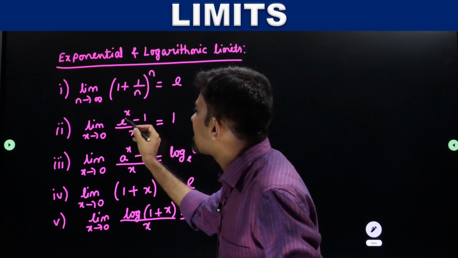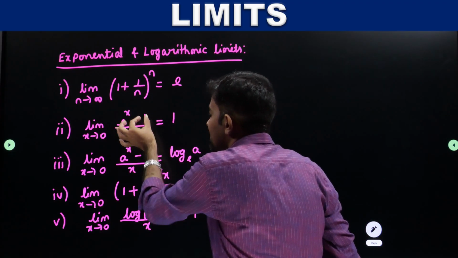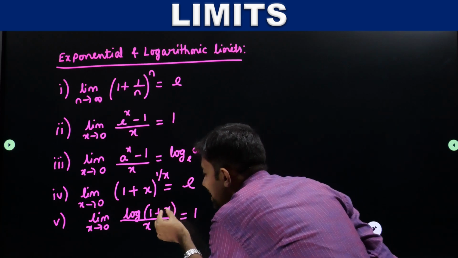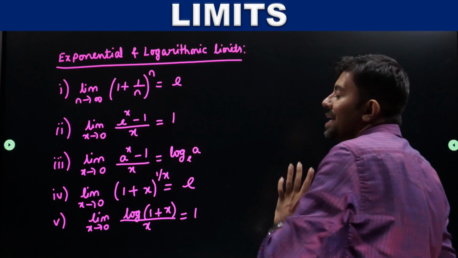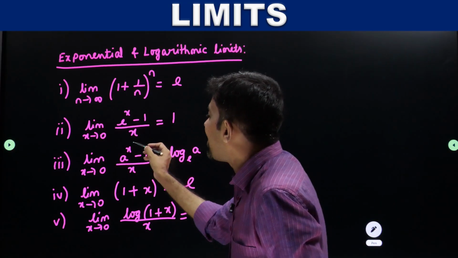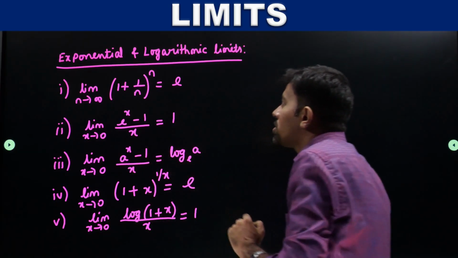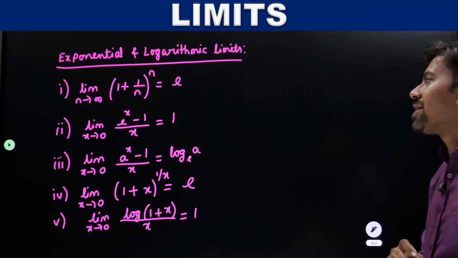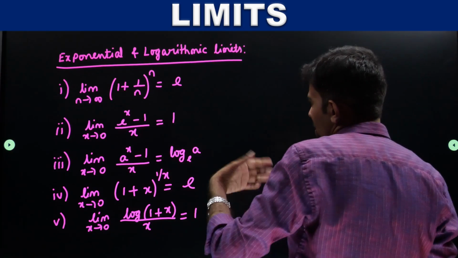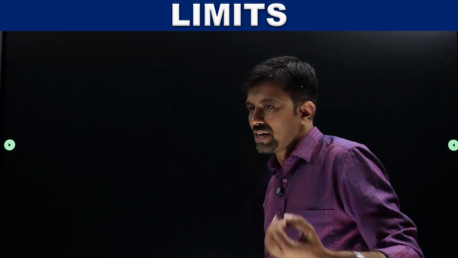Okay, limit x tends to 0, (e power x minus 1) by x is 1. Here the power and the denominator should be same. Here log of 1 plus something by something, x same. Limit x tends to 0, (1 plus x) power 1 by x is e. Limit x tends to 0, (a power x minus 1) by x is log a base e. Here the power and the denominator should be same. So all these things are connected to limits of exponential and logarithmic functions.